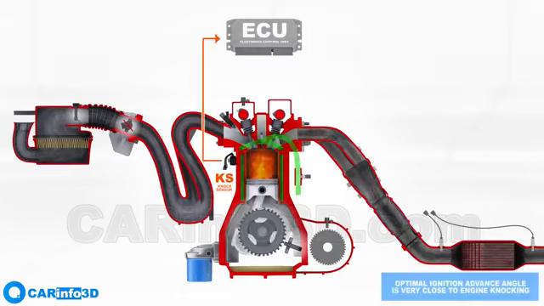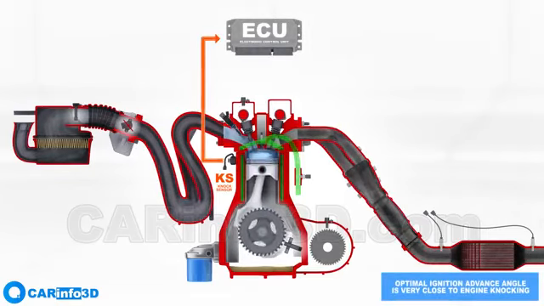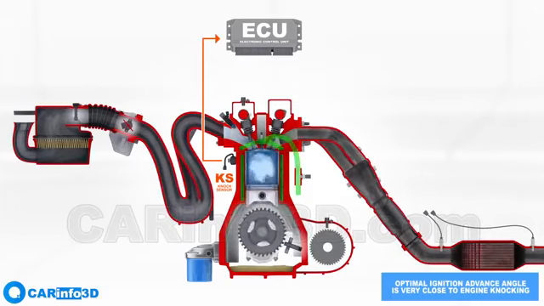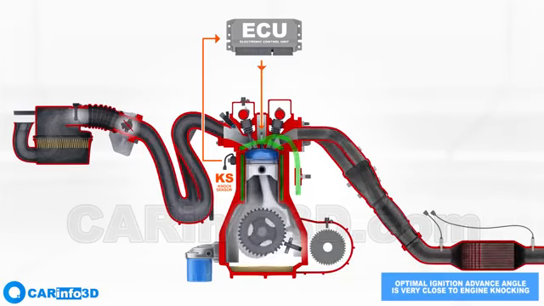Sensor readings help the ECU to determine the optimal ignition advance angle. If the sensor readings exceed the safe threshold, the ECU adjusts the ignition advance angle to reduce engine detonation.